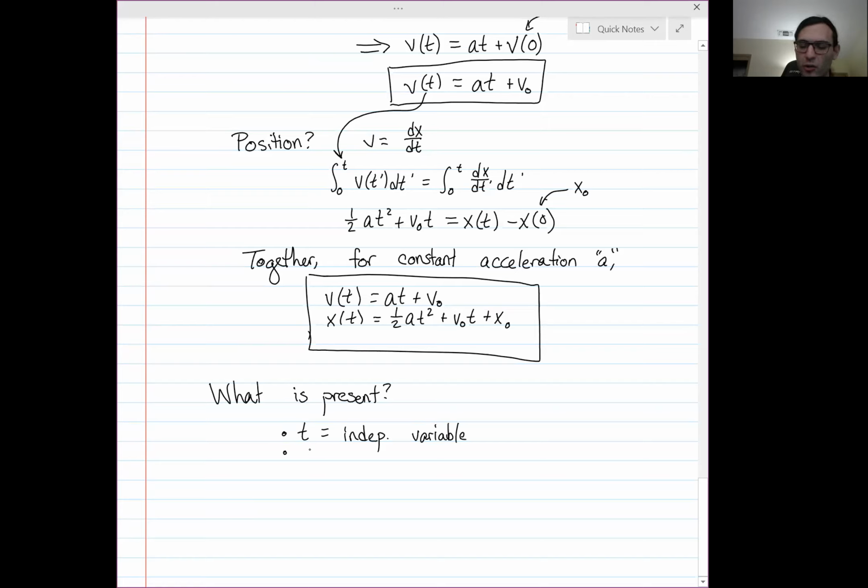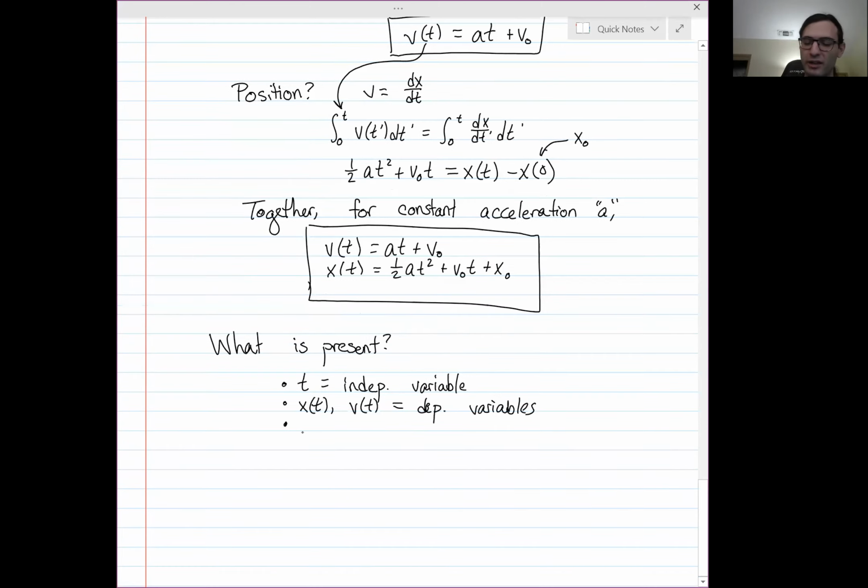X of t and v of t, those are our dependent variables. And then finally, everything else, it's a constant. X naught, v naught, a, they're all constants of motion. So if you know those three constants, then you know how the thing moves, assuming it's constant acceleration.